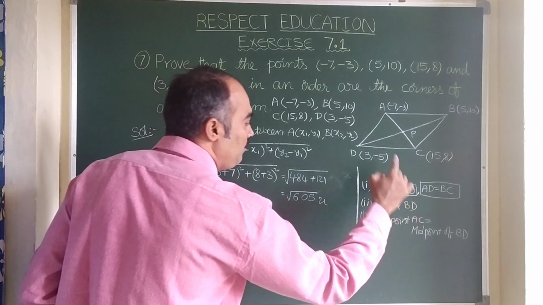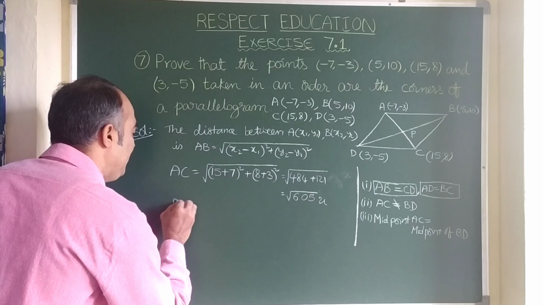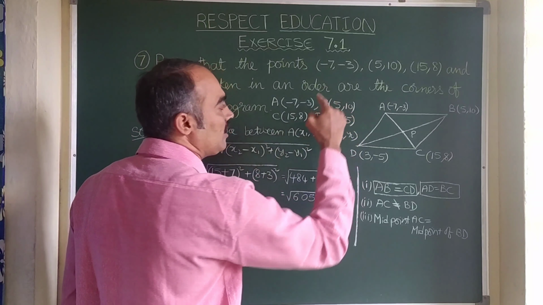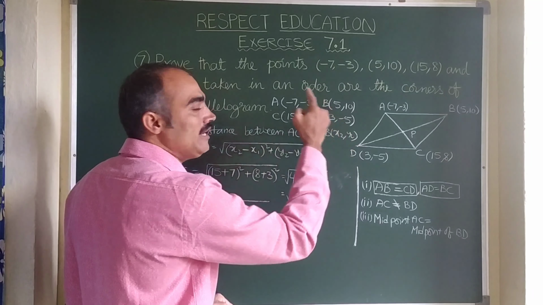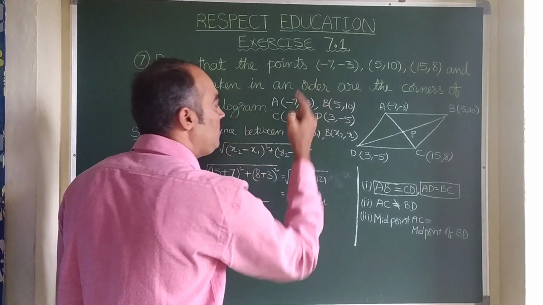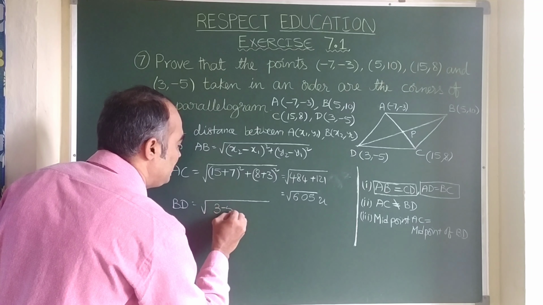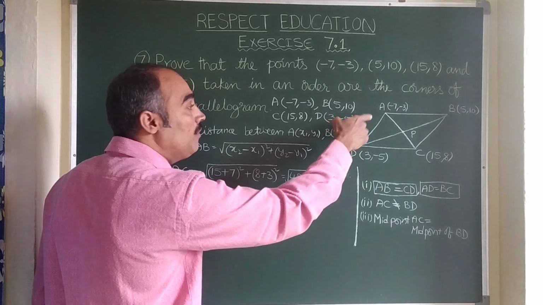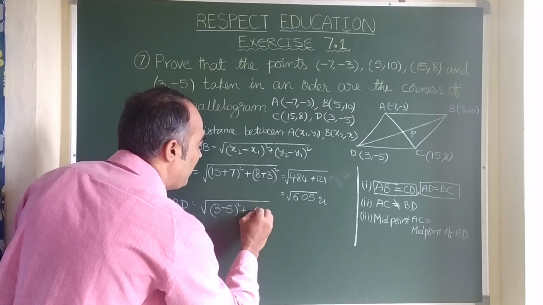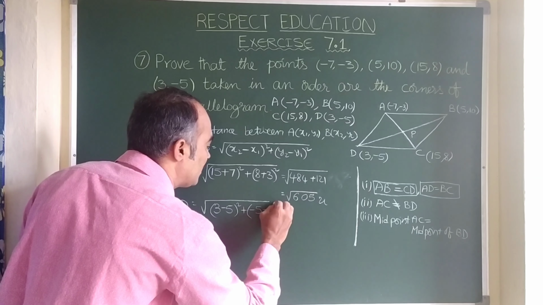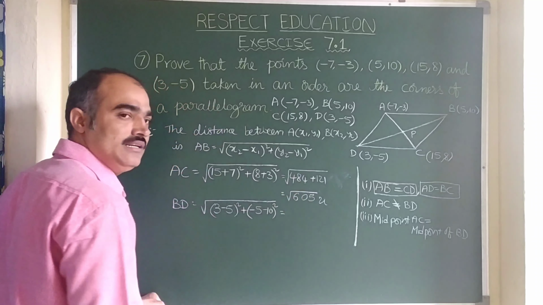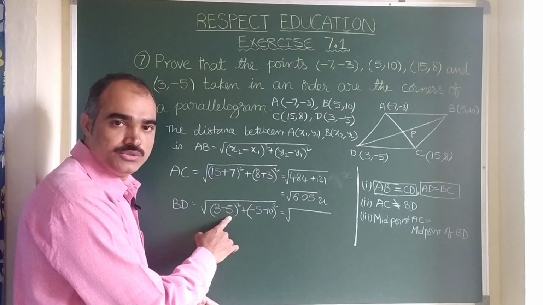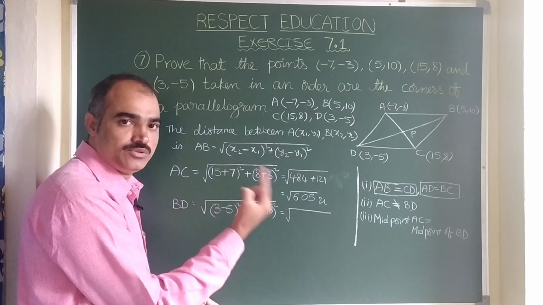Now here we need to find BD, the distance between B and D. This is under root. B is (5, 10), D is (3, -5). So (3 minus 5) whole square plus (-5 minus 10) whole square. On simplification, we get 3 minus 5 is minus 2. Minus 2 whole square is plus 2 square, that is 4.